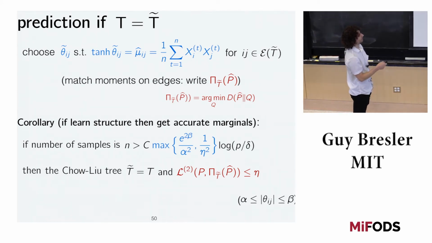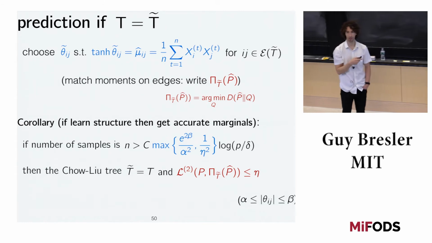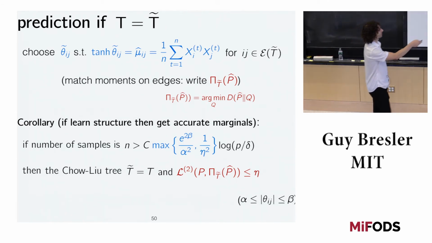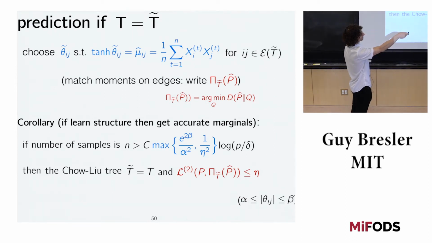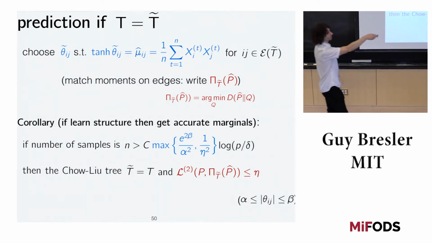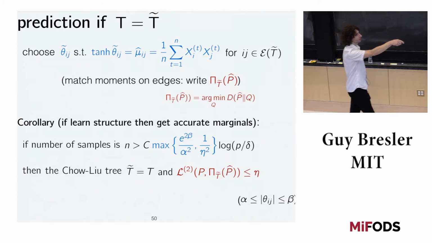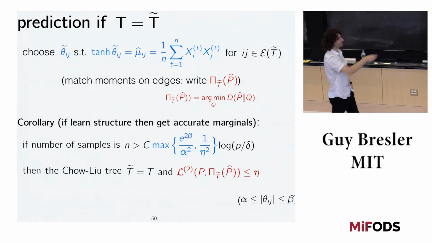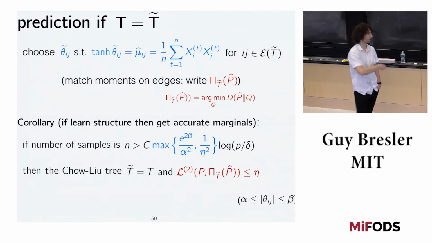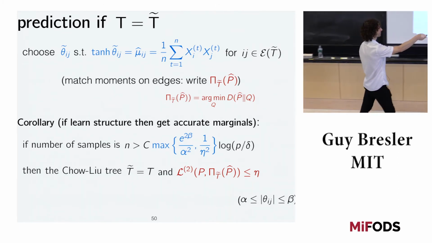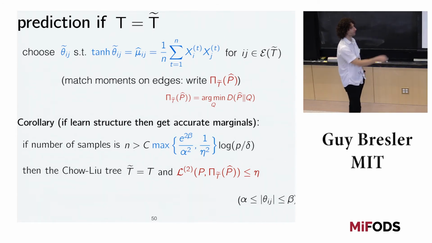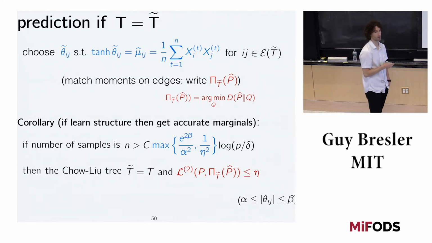And a corollary of the previous result guaranteeing that you have the correct tree is that if your number of samples is at least, so we have the e to the 2 beta over alpha squared, that's from getting the correct tree. And we also have this 1 over eta squared, which is guaranteeing that given that you have the correct tree, your correlations are accurate. So this second term is also needed if you want really accurate correlations. You might need even more samples than one needs for learning the tree.